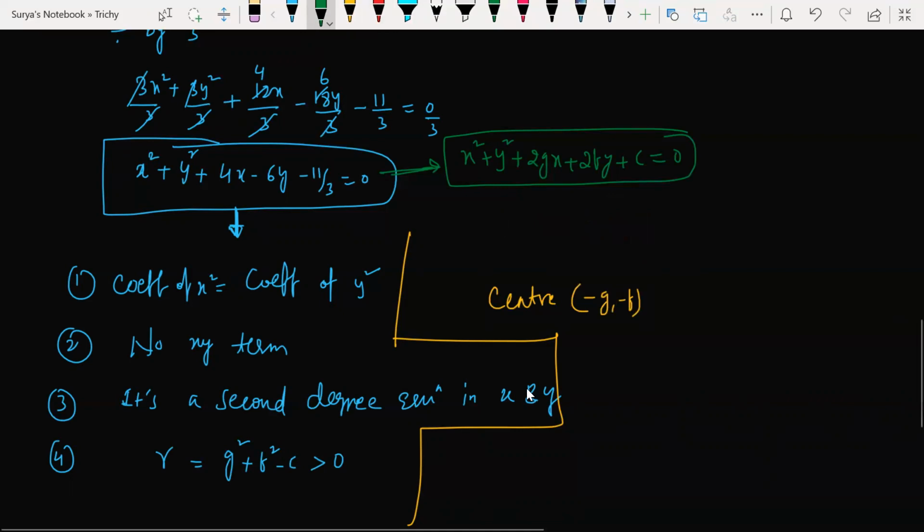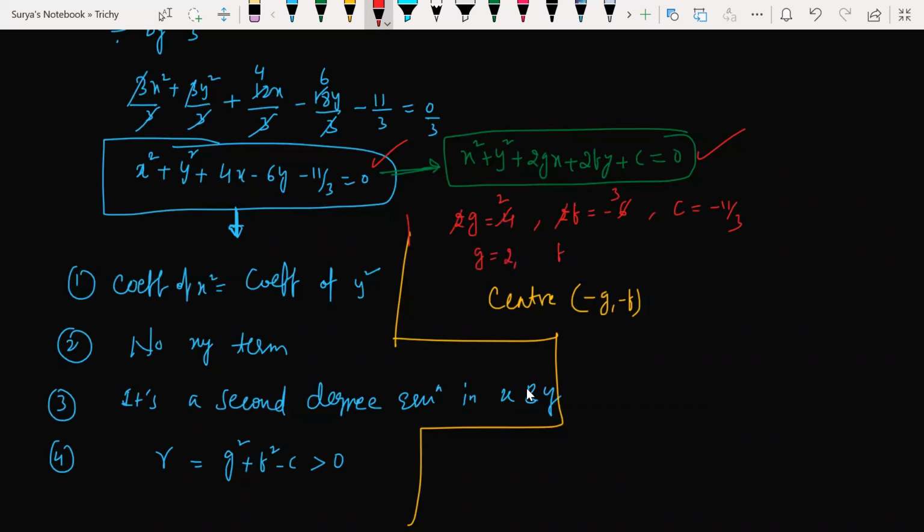Just forget about the center for a while and compare these two. x square I have the same, so what is 2g equal to here? 2g is equal to 4, very good. 2f is equal to minus 6, and c is minus 11 by 3. 2 ones are 2, 2 threes are 6. So the g value I got here is 2, the f value is minus 3, and the c value is minus 11 by 3 as it is. Hope it is clear to you all.